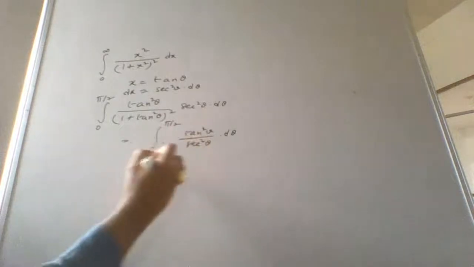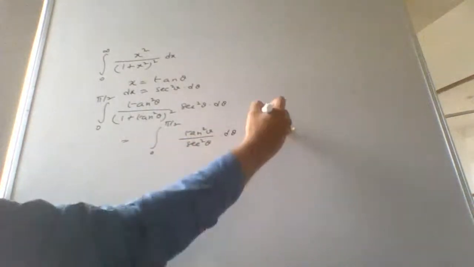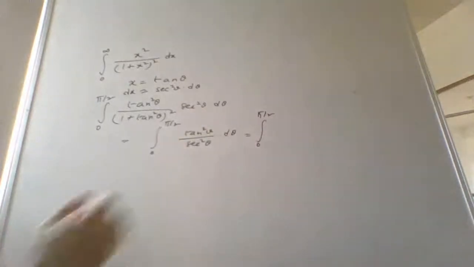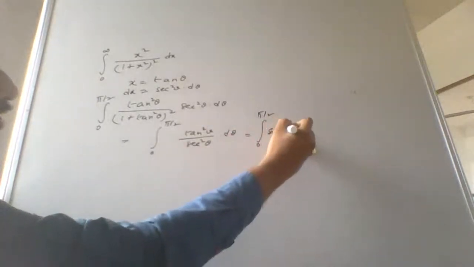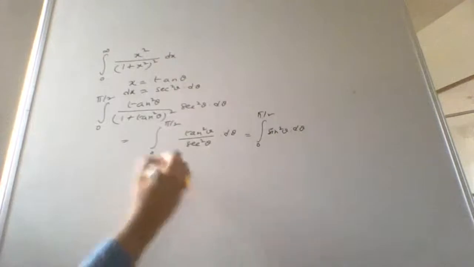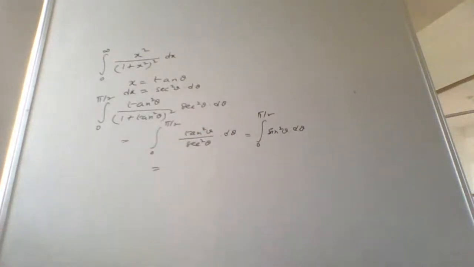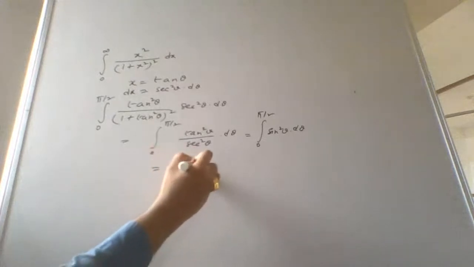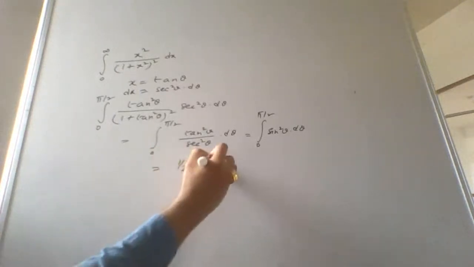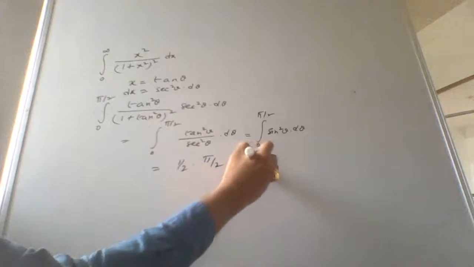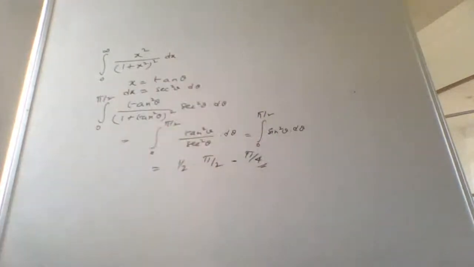So again, if I simplify this, I get 0 to pi by 2, sine square theta and d theta. And again, using the reduction formula here, let us do that. So 1 by 2, and this is pi by 2, which is pi by 4. This will be the solution for this. I hope you understood this problem. Let us move on to the next problem here.